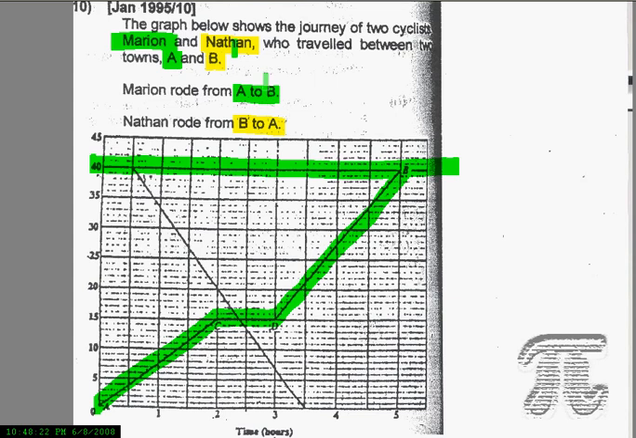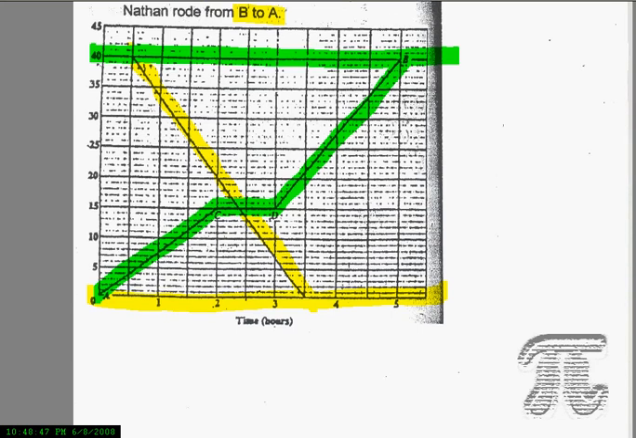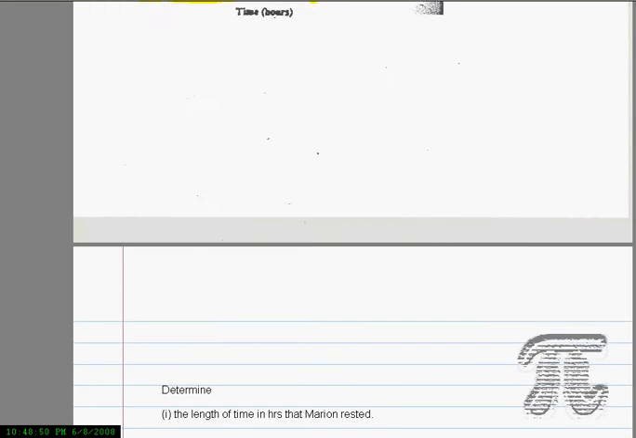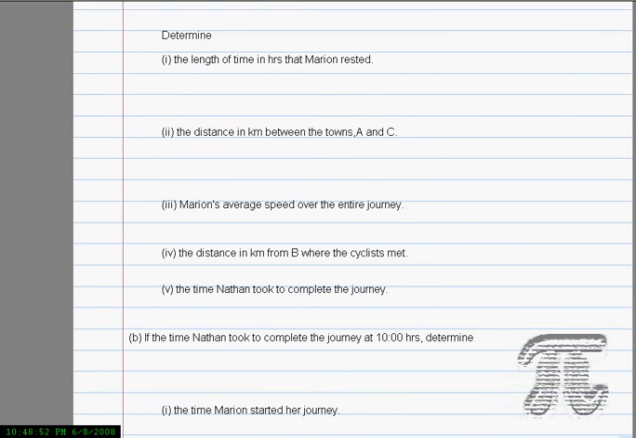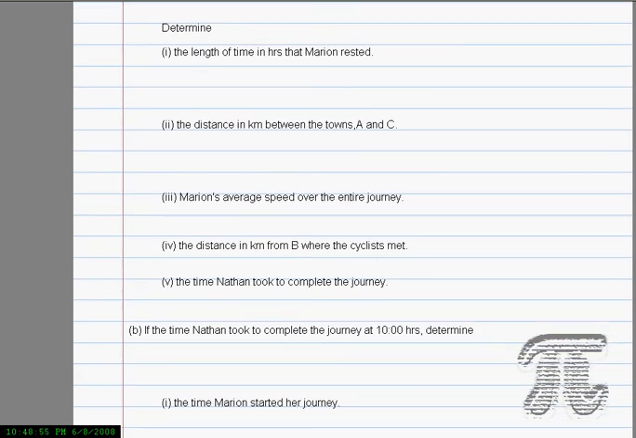That's town B. Nathan, on the other hand, is traveling from town B, that's represented by the green line, and he's going straight down to town A, found on the yellow line. Right, so when he touches, that's where town A is. Now I'm gonna scroll down a bit and see the questions that they're asking. It says determine the length of time that Marian rested.